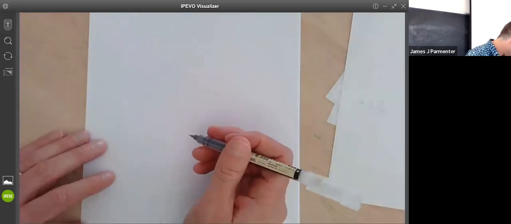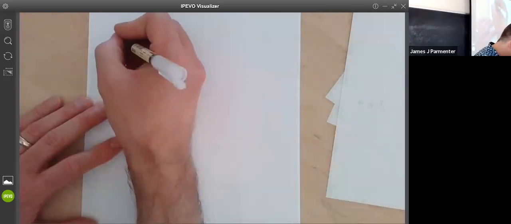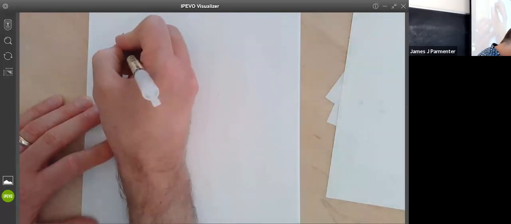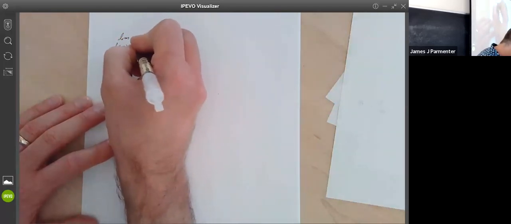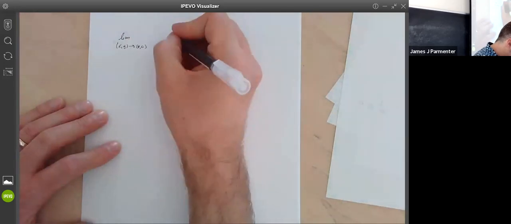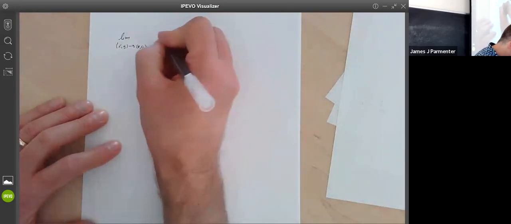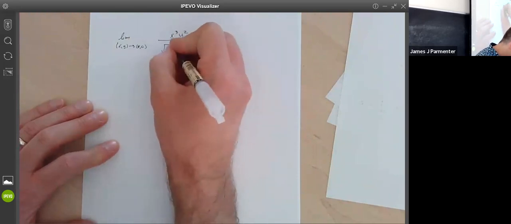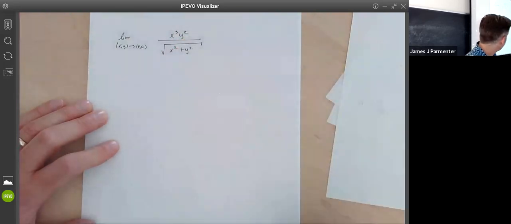Let's look at something like the following. Let's say we had the limit as (x, y) goes to (0, 0). Let me think about what makes this. Okay, I want to do that. Sure. So let's say we had x cubed y squared over the square root of x squared plus y squared.